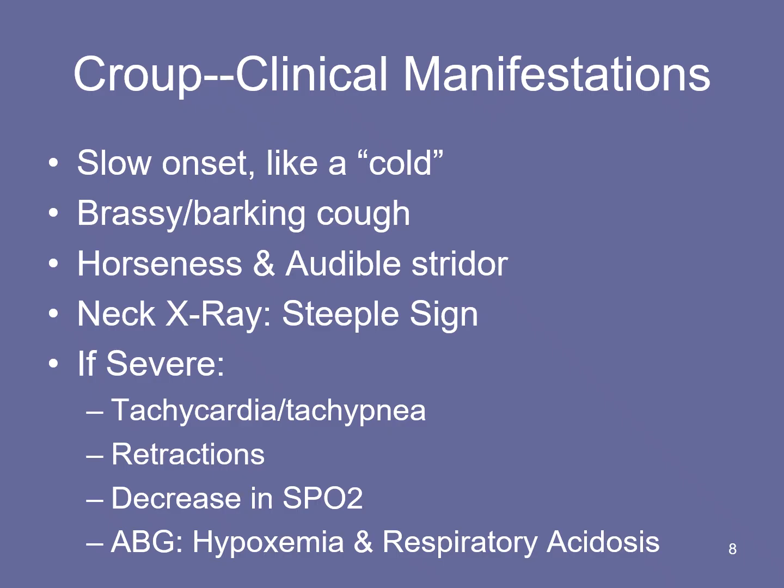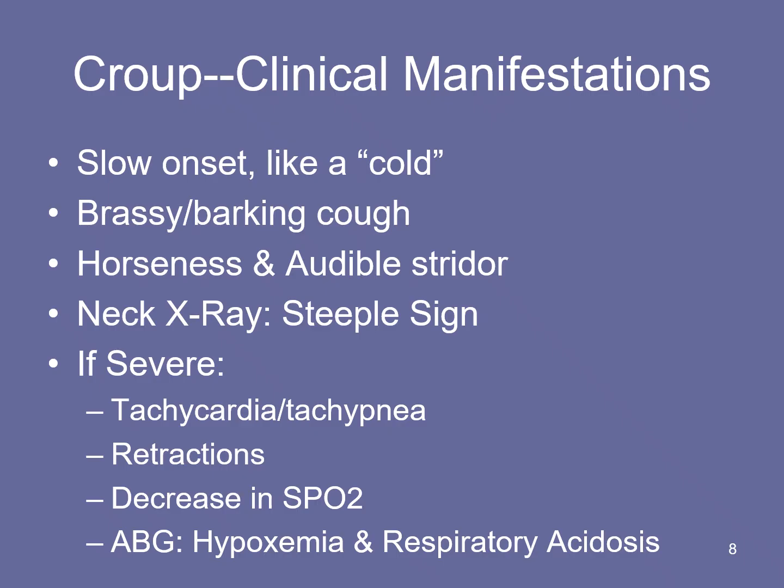If severe, these next findings can really dictate whether or not the patient is admitted. So if they have tachycardia, tachypnea, retractions, decreased oxygen saturation, so hypoxemia, the ABG can also reinforce that hypoxemia and often will show respiratory acidosis. If those particular findings are on the worst end of the scale and the patient really does not look good, then the patient will often end up being admitted for croup.